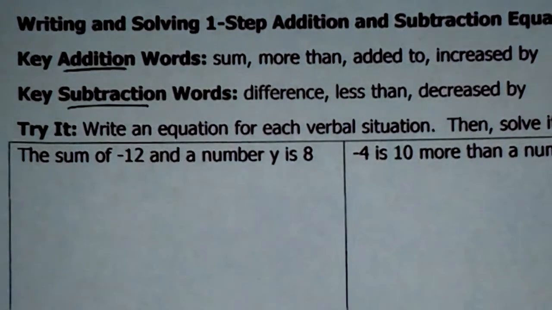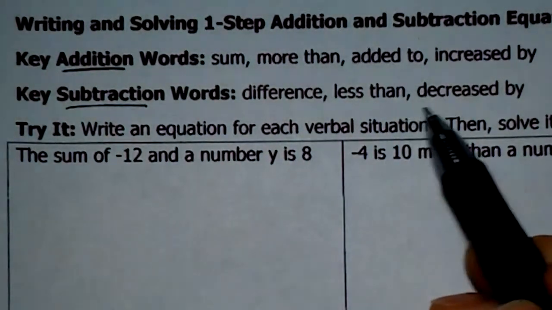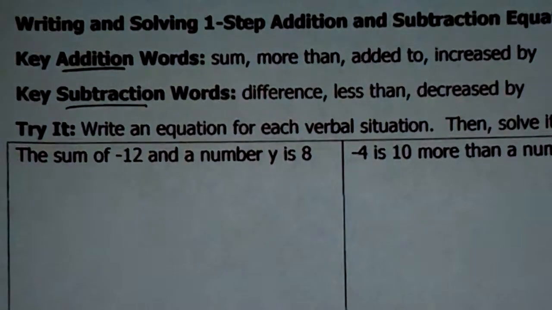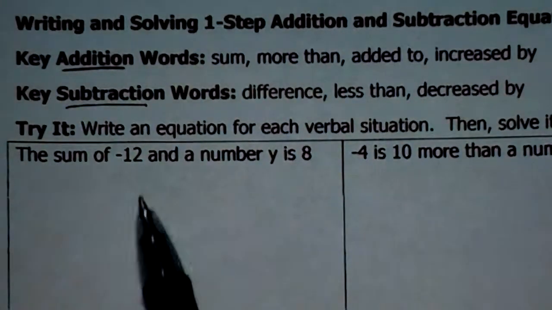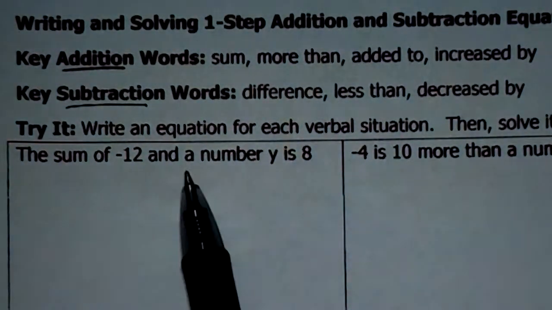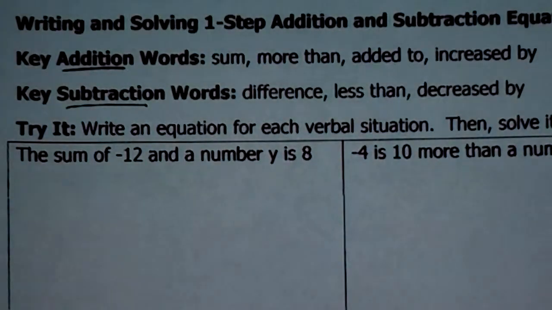The keywords for subtraction are difference, less than, decreased by, or take away, maybe you'll see. So what I'd like you to be able to do is write an equation for each verbal situation and then solve it. So there's a few examples here.